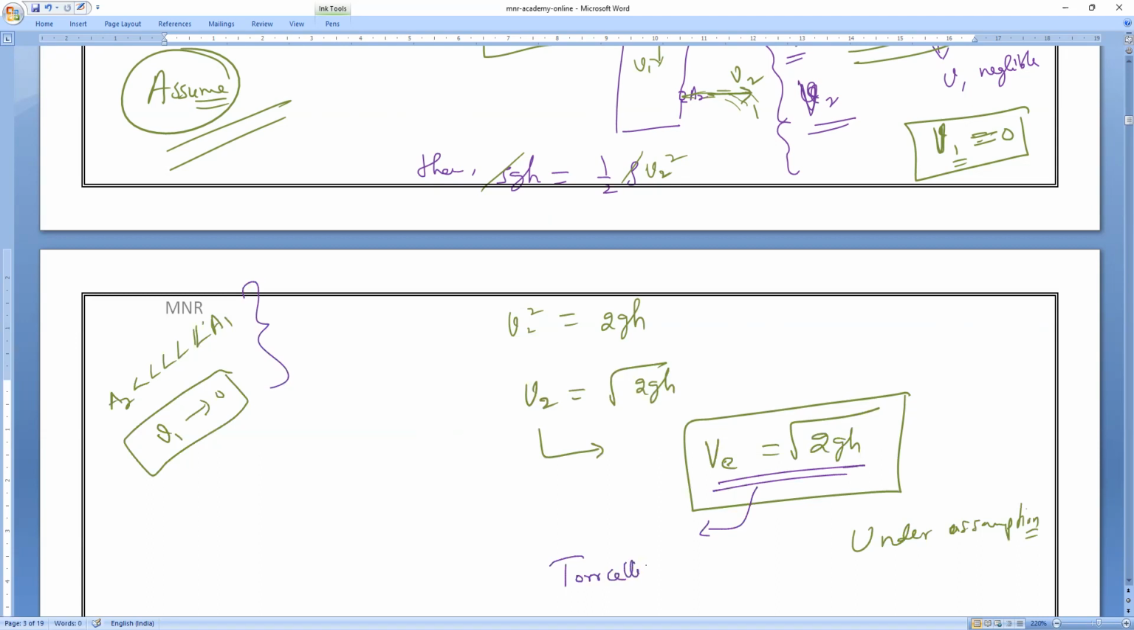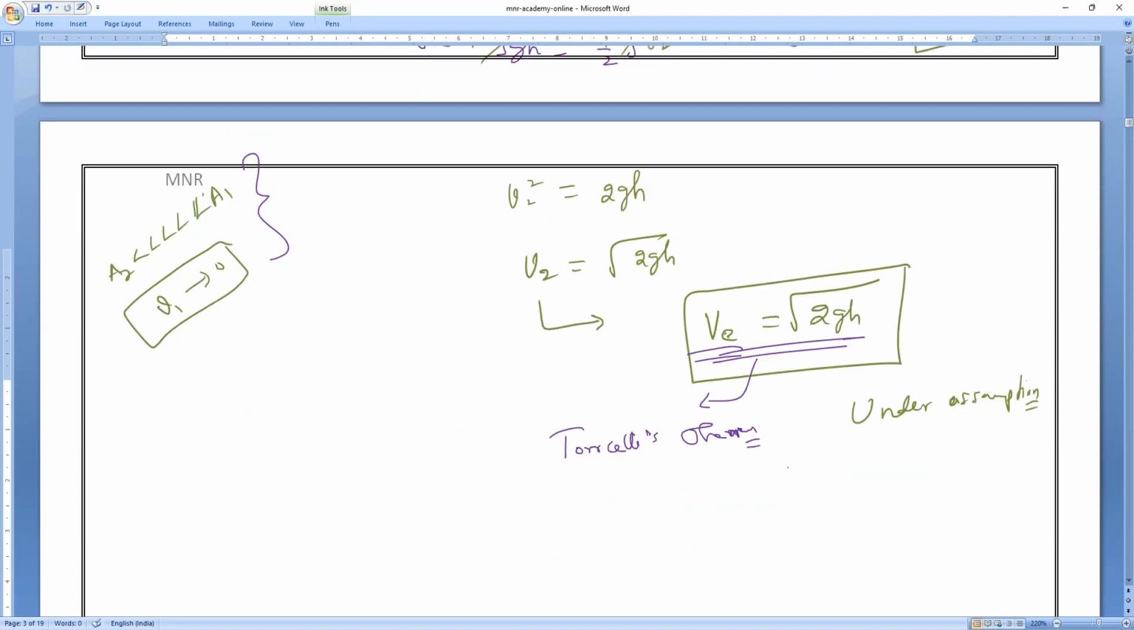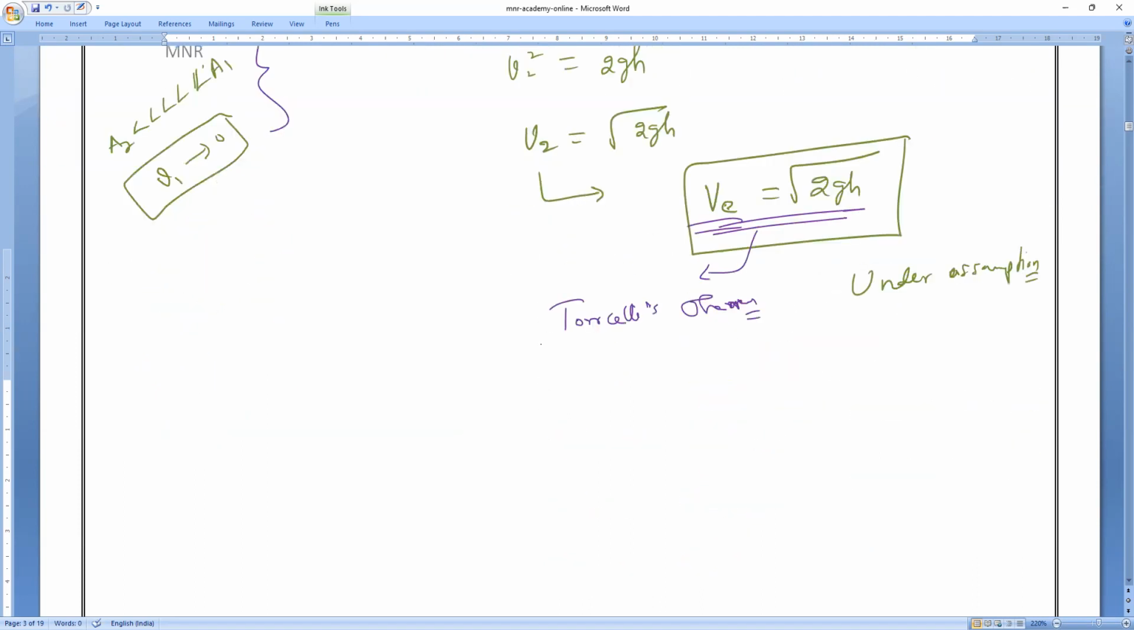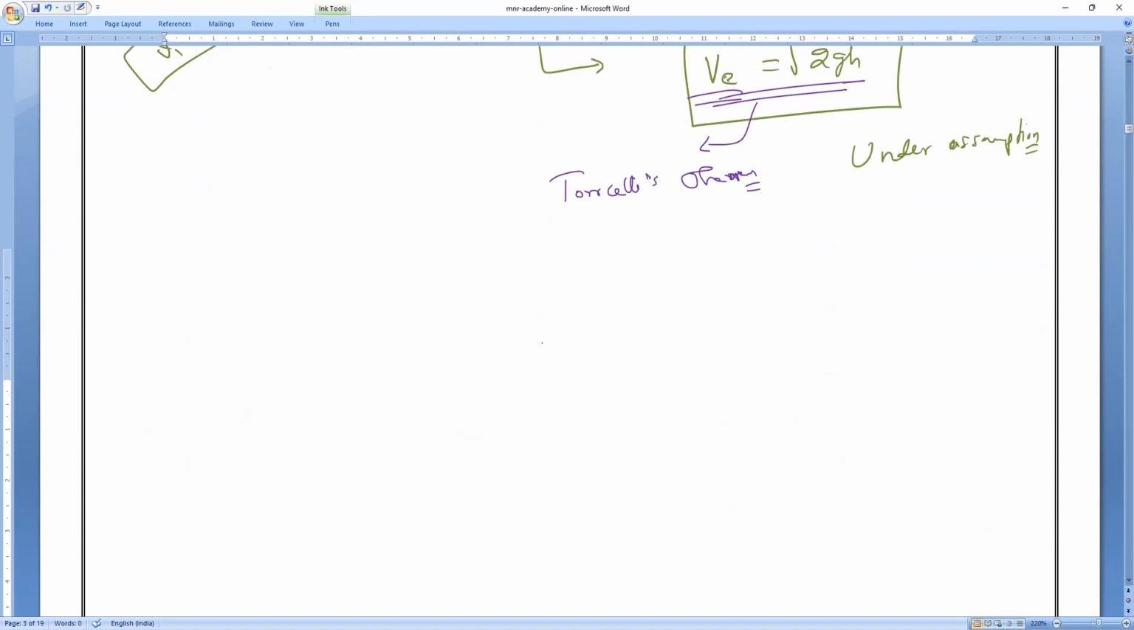It basically says that the velocity with which the fluid leaves is equals to root over 2GH. That is what you have to remember.